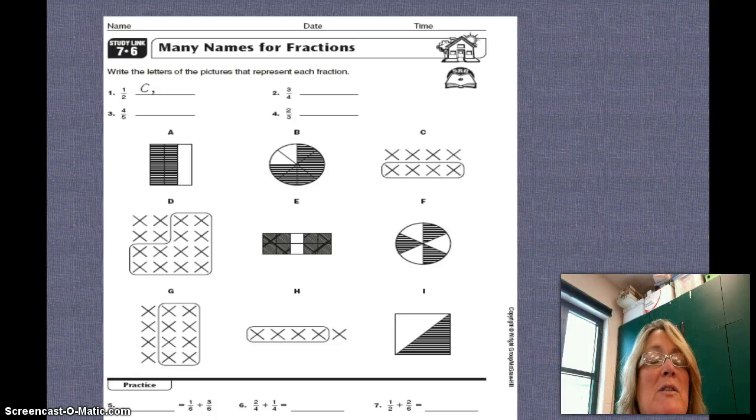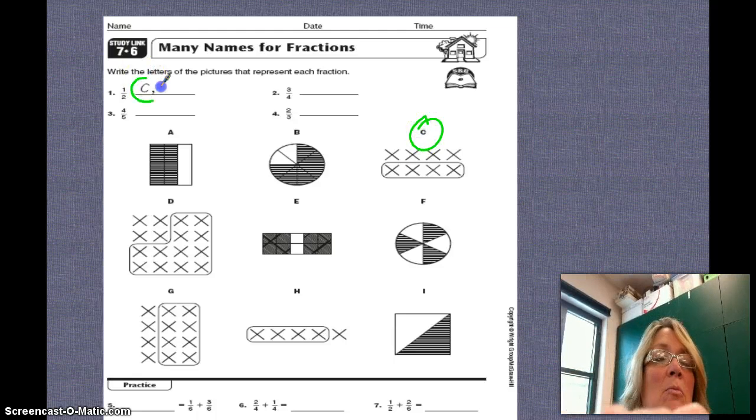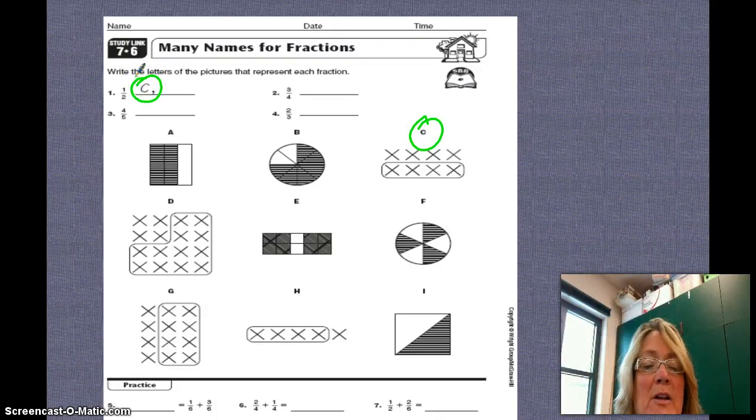When you are done with those and have corrected them in the math journal answer key, please go to the study link and write the letters of the pictures that represent each fraction. As you notice, number 1 has already shown you that a half is what fraction C, letter C, is showing you. So we have written that on the line above. And there are more that need to be written there. Finish this page. Be sure to do the adding and subtracting practice on the bottom.